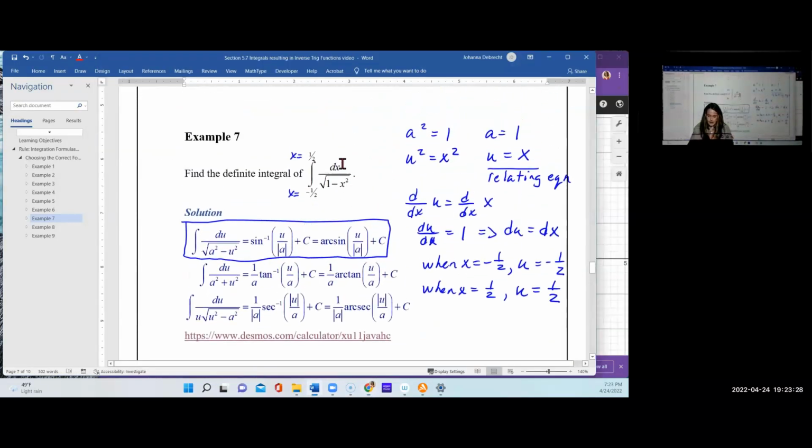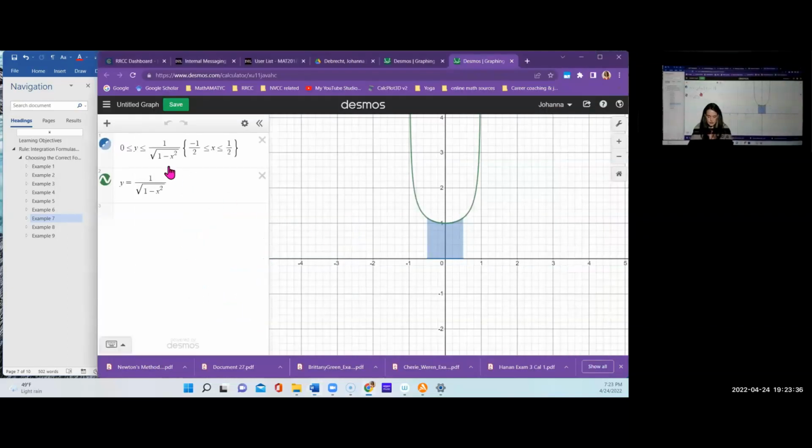Let's scroll back up to find the original integrand, which is the expression 1 over the radical of 1 minus x squared. Then we want to graph this between x equal negative 1/2 and x equal 1/2. You can see here that I've got the graph of 1 over the radical of 1 minus x squared, which is showing up here in green.